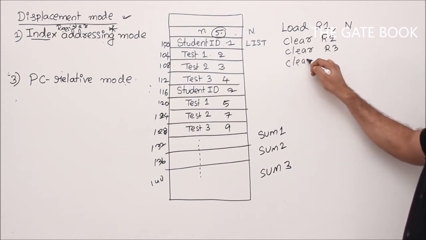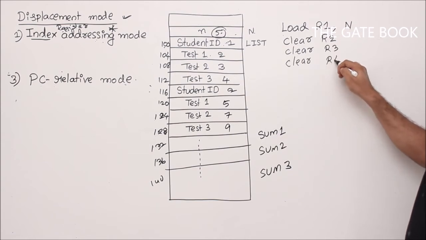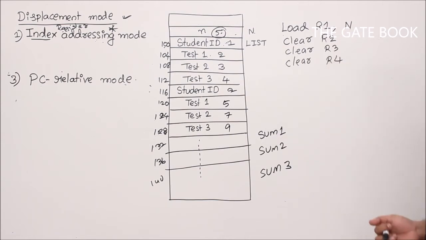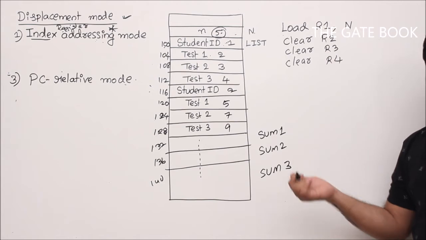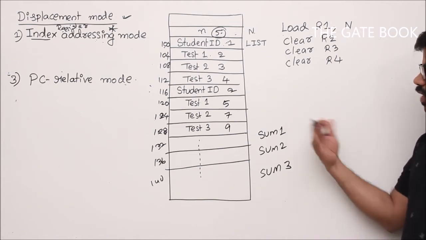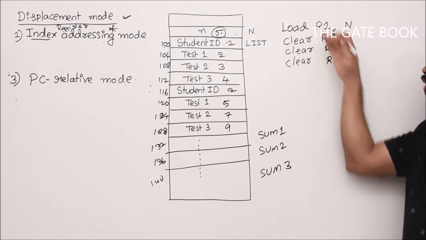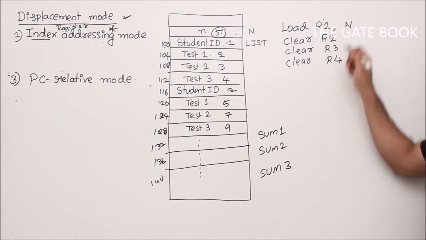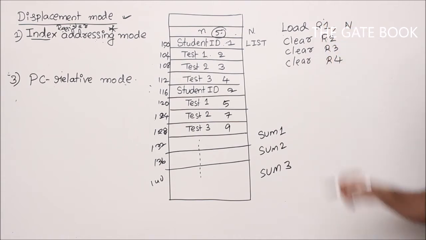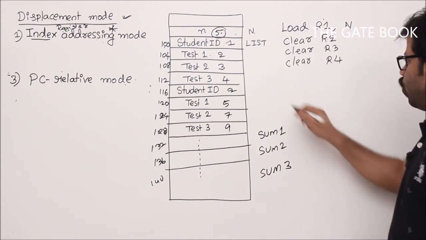Now I have 4 registers. For simplicity I am taking 4, but with fewer we can also solve this problem; for easy understanding I am taking 4 registers. This register contains the count, the number of students. We have 3 empty registers. Now I am going to write a loop.